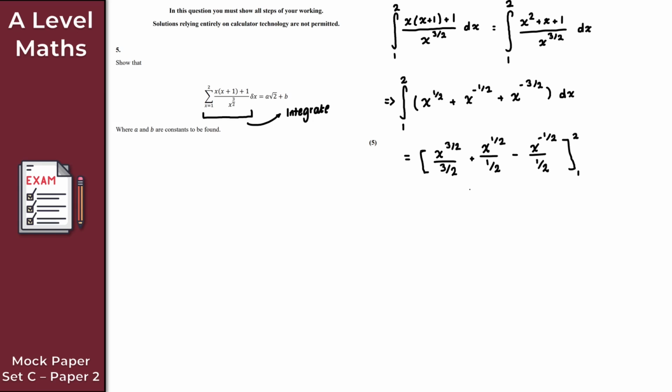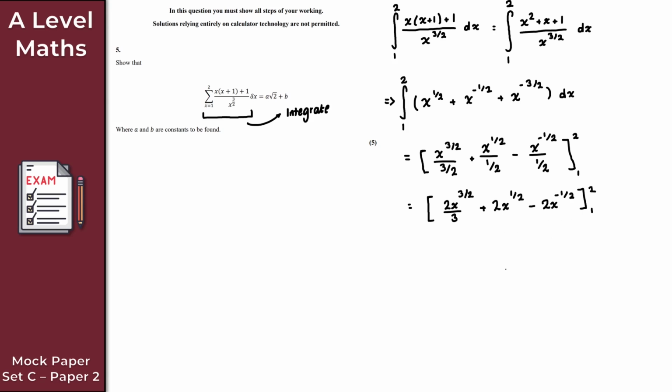Let's simplify this inside the square bracket. Obviously you could have done this all in one step. I'm showing all steps as I go, but it really doesn't matter. So here I get 2x to the 3 over 2 over 3, then 2x to the power of a half, then minus 2x to the power of minus a half, from 1 to 2.